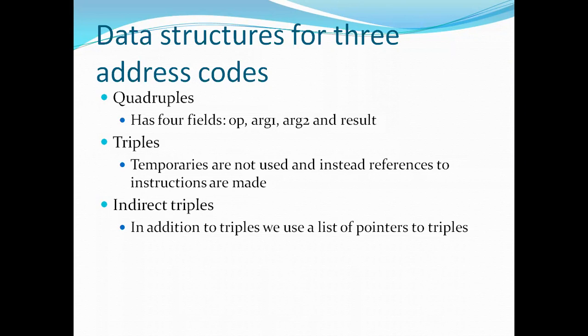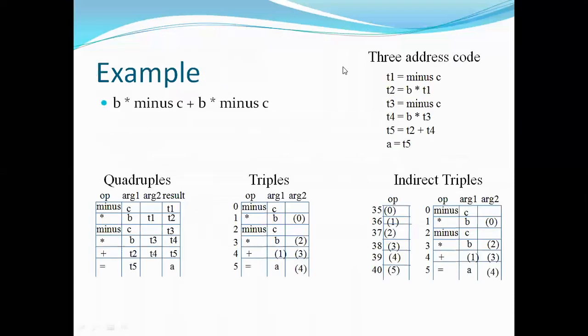In the indirect triples also we are using 3 fields. That means operator, argument 1 and argument 2. While coming to the representation of the indirect triple, we have a separate table representation. What does the separate table representation mean? See, these are the statement numbers: 0, 1, 2, 3, 4, 5. Initially in the triple representation, we use these statement numbers as reference numbers. That means we are referring to the pointers in the symbol table by using these, right?